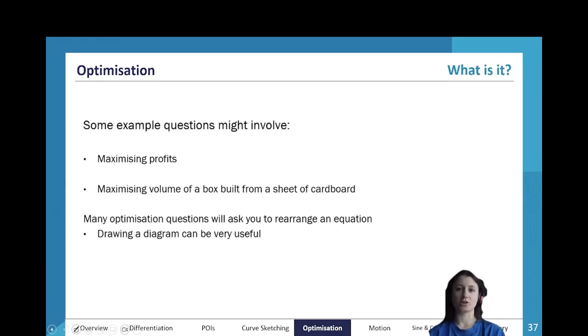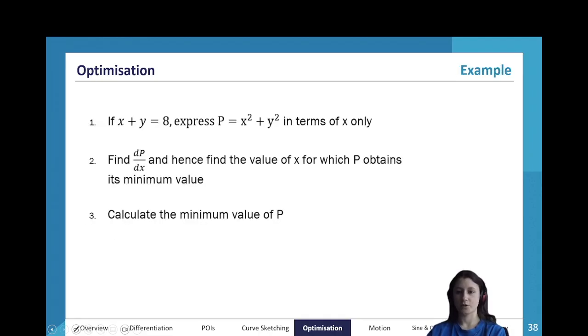Many optimization questions will ask you to rearrange an equation, or they won't even give you an equation at all. They'll just tell you a little bit of information about the scenario. And then from there, you will need to create an equation yourself. So drawing a diagram usually is very, very useful for these types of questions. All right.